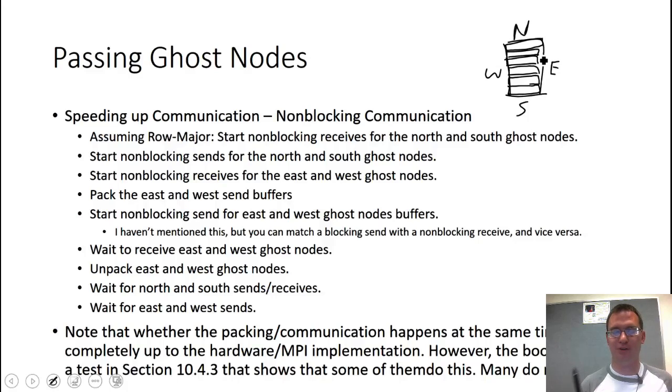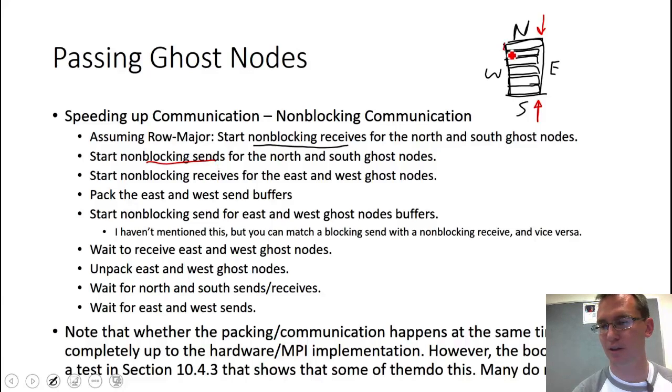The very first thing you want to do is start your non-blocking receives for the north and the south nodes. So you're going to say, we're going to be receiving some data from the north and the south. At which point we can do our sends. We can say, okay, let's send this row to the north and let's send this row to the south.